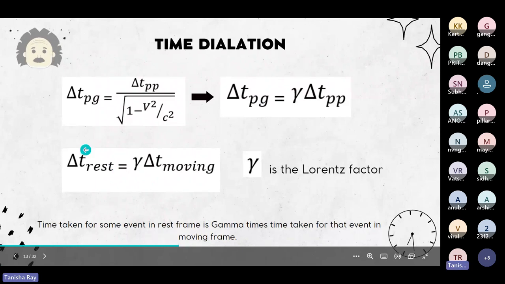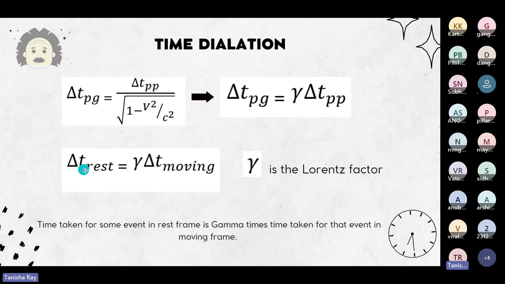This is the time elapsed in the perspective of Miss Granger. And that is gamma times longer than the time elapsed when the same time is measured by Mr. Potter. So we can say in the frame of Granger, the person at rest, the time elapsed for the moving person became gamma times shorter than the time elapsed for the person at rest.